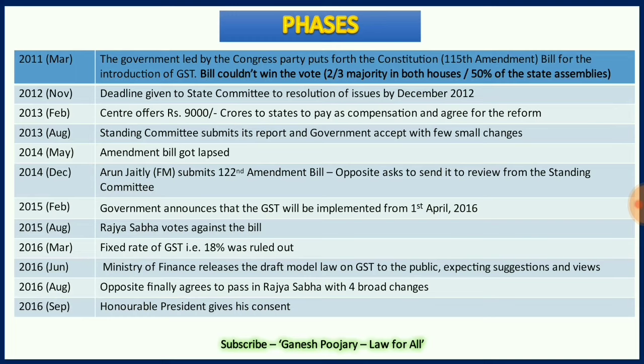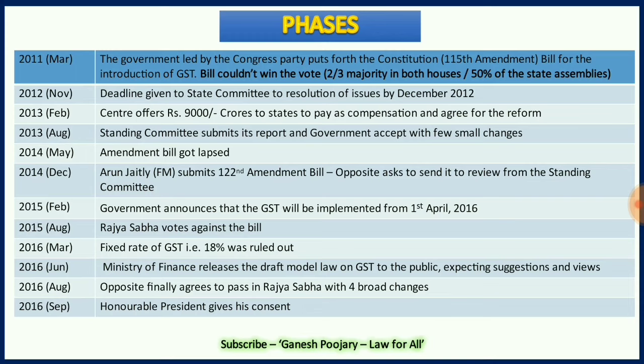However, during 2013, the central government declared that whichever state is going through losses because of GST implementation, we will compensate all those states by keeping 9,000 crore rupees as a compensation budget. However, the states did not agree to that, and in 2013 the standing committees submitted their final report and the government agreed to the same with a few corrections. But before the government could even bring the bill, the Amendment Act itself lapsed in the year 2014, and at the same time the government also changed.